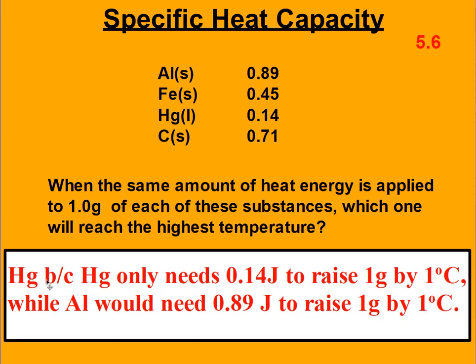So if you said mercury, you are correct. Because mercury has the lowest specific heat capacity, it only requires 0.14 joules to raise it 1 gram by 1 degree Celsius, while aluminum would require 0.89 joules to raise that same amount 1 degree Celsius. So mercury would go up many more degrees Celsius than aluminum would go up just 1.